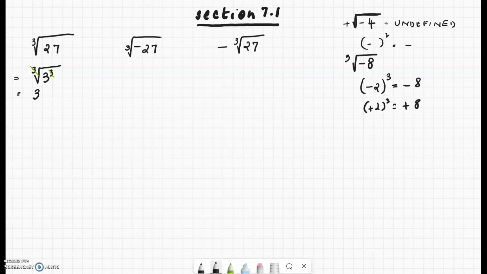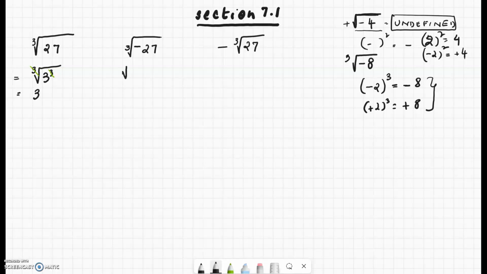When you square a positive number, you do get a positive number. If I go 2 squared, I do get a 4, which is positive. But when I go -2 squared, I do not get a negative number. I get a positive number. That's the difference between taking a cube root of a negative number and a square root of a negative number. A square root of a negative number is undefined, but the cube root of a negative number is negative.